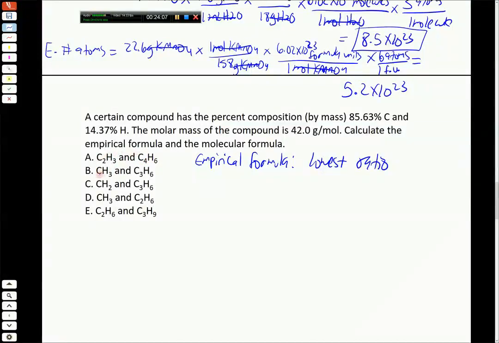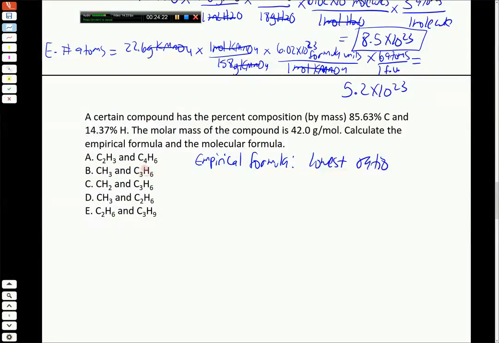But then if we look at choice B, we're given an empirical formula of CH3 and a molecular formula of C3H6. Those two aren't compatible with each other. This is fine. This is a ratio of 1 to 3, but then the molecular formula should also be 1 to 3.